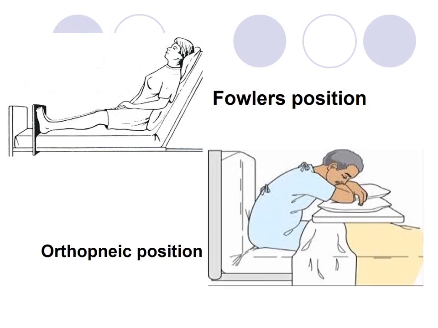So this is the Fowler position. In Fowler position the client is lying in bed and his back is at 45 degrees with the bed. The orthopedic position: in this case the patient is sitting and leaning forward over a bed table that will support him.